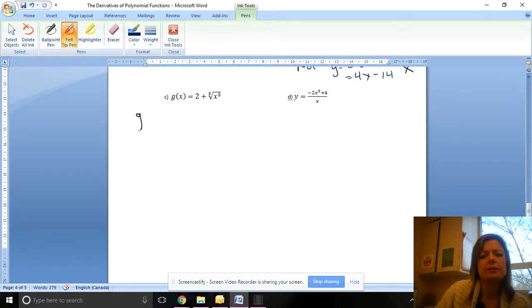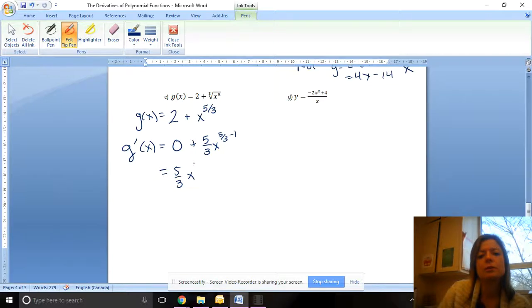Okay, and this g of x here, we want to rewrite. So 2 plus x to the 5 over 3. Okay, so now we can find its derivative. So g prime of x, well, this is a constant, so we know that its derivative is 0. And for this, we take down 5/3 to become a coefficient, and we subtract 1 from 5/3, so 5 over 3 minus 1. So that gives us 5/3 x. So think, if we're subtracting 1, that's subtracting 3 over 3, so our exponent is 2/3. So we can rewrite it as 5/3 and then third root of x squared if we want to, or we can just leave it like this.